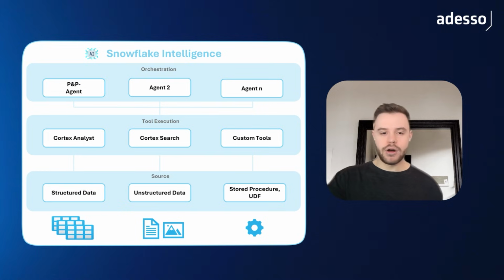It shows the basic components of Intelligence. The basis is formed by agents, which plan and execute complex tasks using various tools. For our demo, we built a product and process knowledge agent, the P&P agent. It uses the Cortex Analyst as a tool for structured product and process data from tables, as well as the Cortex Search Service for PDFs containing compliance and sustainability guidelines.